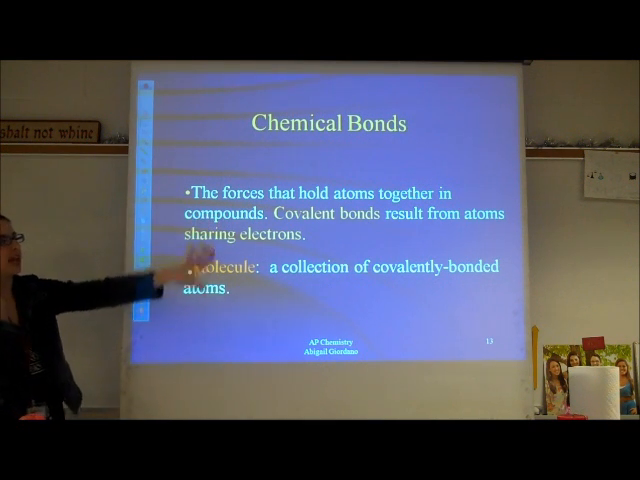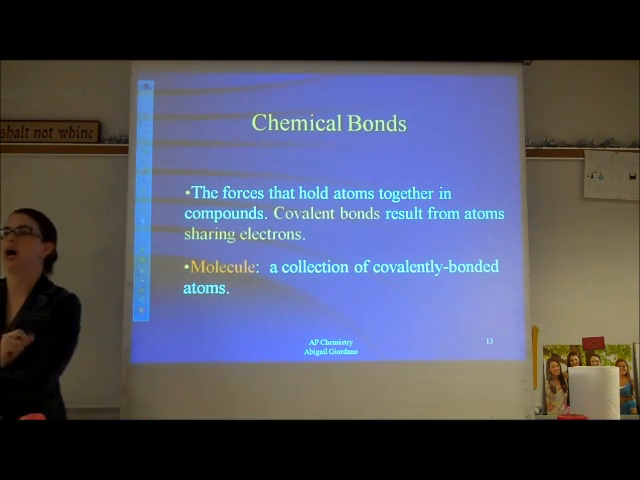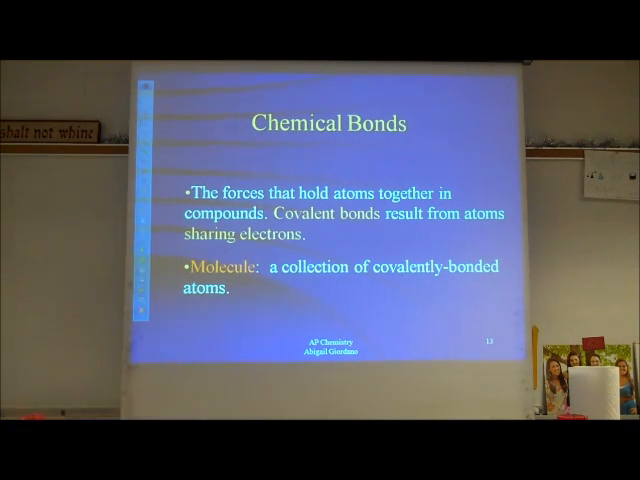If a covalent compound can be called a molecule, an ionic compound can be called a salt. Salt means an ionic compound. What type of elements make up ionic compounds? Metal, non-metal.